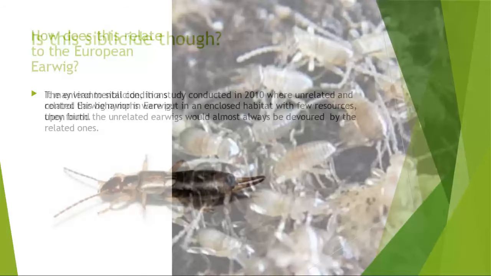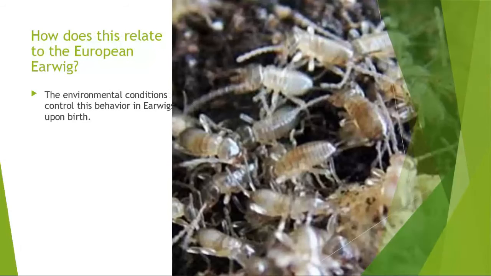So, the European earwig won't commit siblicide unless it's in the correct environmental conditions. Upon being hatched in a resource-heavy place, where resources are bountiful, you won't see them perform this behavior. And most of the time they'll just kind of go out on their own, and you can see all of them in their sort of nymphal stages.